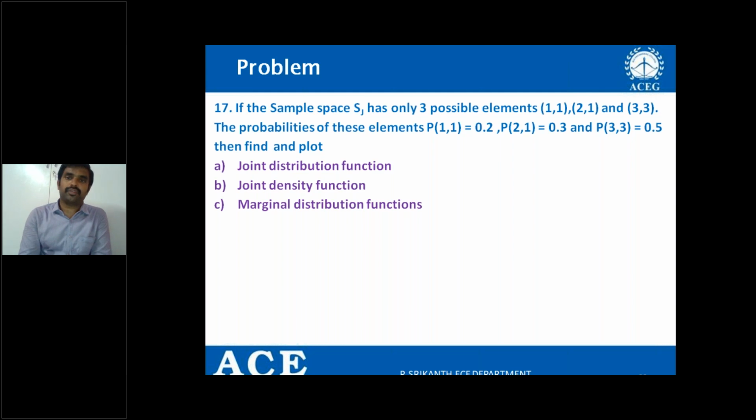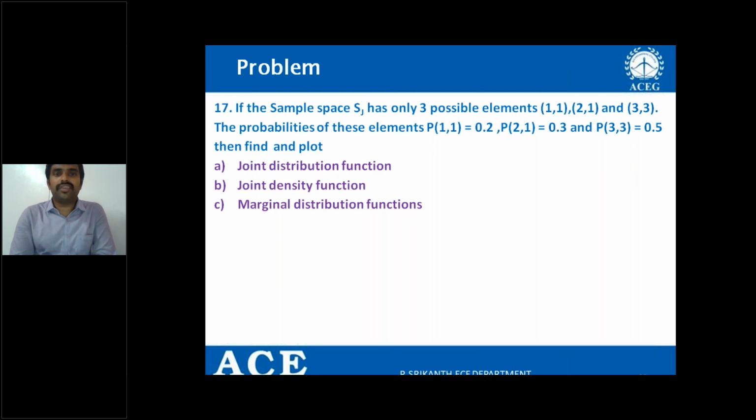That is, first, out of the 2 values in the parenthesis, first one represents the element taken from the random variable x. Second one represents the element taken from the random variable y. You have to remember like this, right? So 3 possible elements are what? (1, 1), (2, 1), and (3, 3). We can call them random points, right?